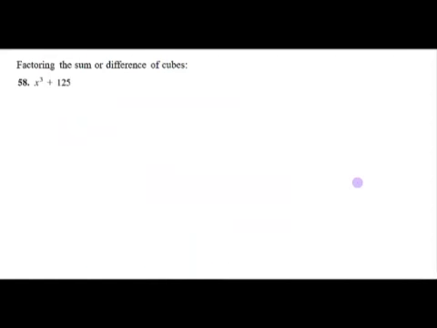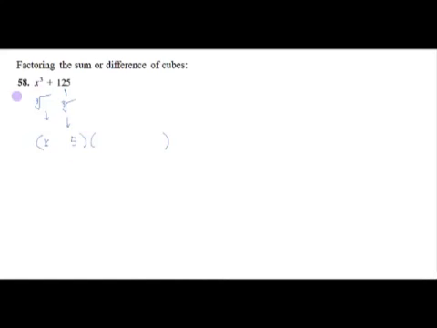So let's start with factoring the sum or difference of cubes here. We have here a sum of cubes, and we know it's going to factor as a binomial and a trinomial. So we first take the cube root of this, and that's going to go here. So the cube root of x cubed is x, and we take the cube root of the 125, and we put that here, and that's a 5.